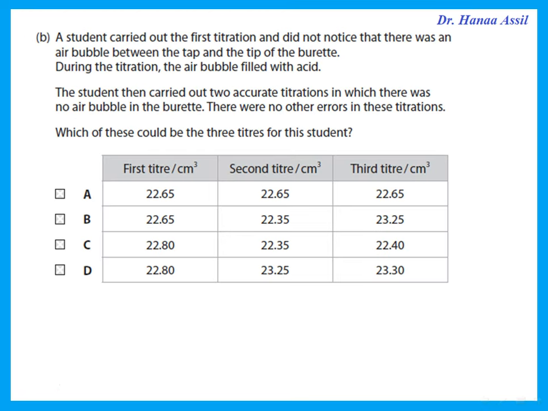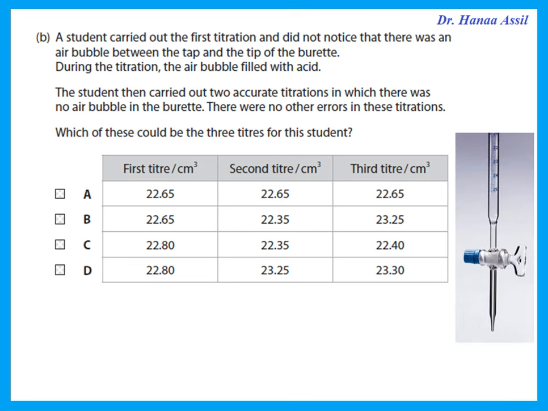A student carried out the first titration and did not notice that there was an air bubble between the tap and the tip of the burette. Remember, when we use a burette, you shouldn't have an air bubble because that would affect your titration. The student carried out 2 accurate titrations. So his first titration was wrong. It had an air bubble. Now you should know that when we have an air bubble, the volume that we read from the burette would be too big. It would be bigger than it should be.